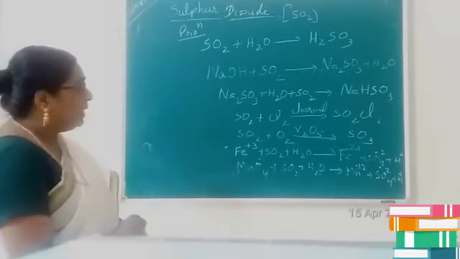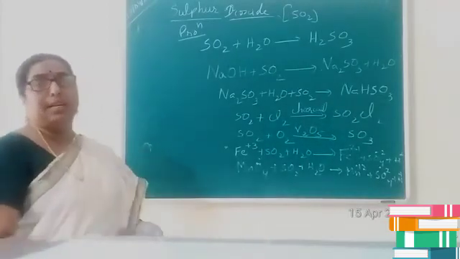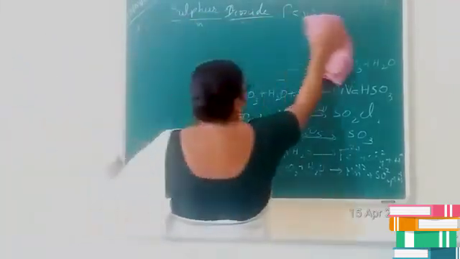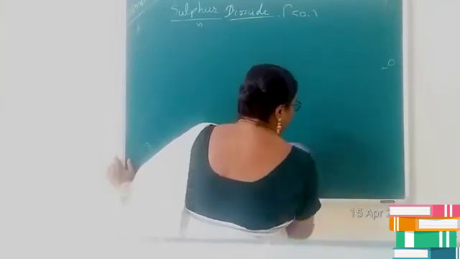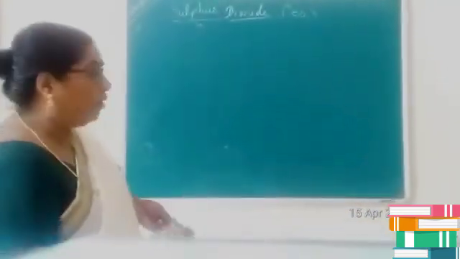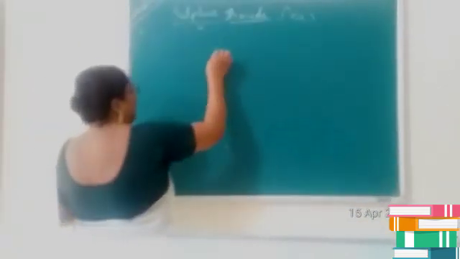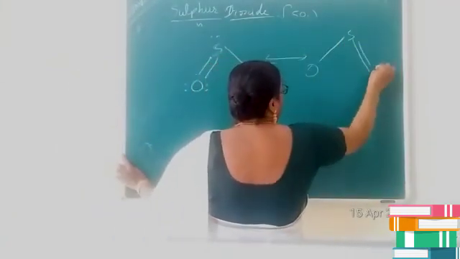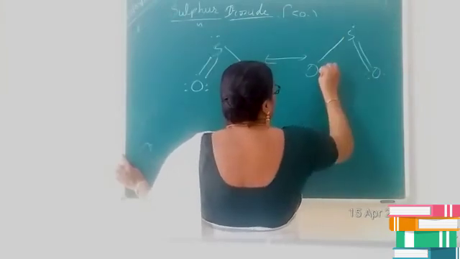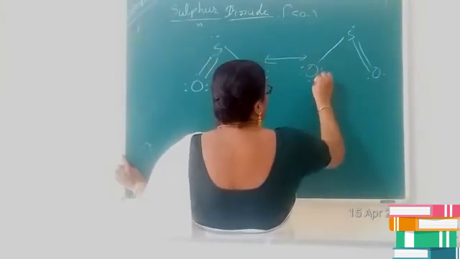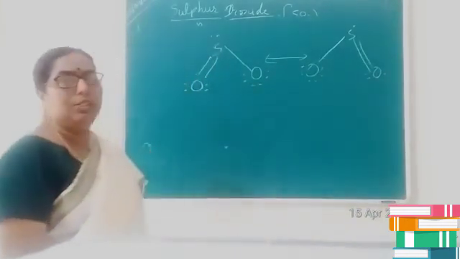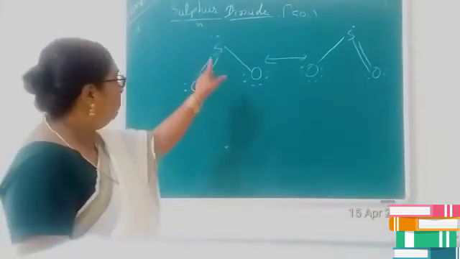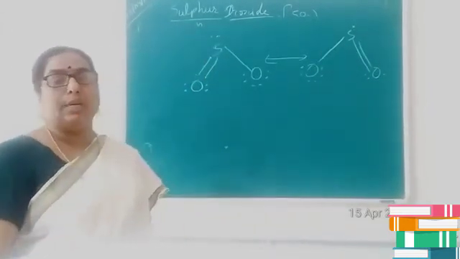Is it clear, children? That is about the chemical properties of sulfur dioxide. And if you just consider the structure of sulfur dioxide, we can say that it exists as a resonance hybrid. That is, this will be the structure of sulfur dioxide. Due to this resonance structure, both the bond lengths in sulfur dioxide, that is the SO bonds, will be equal. Is it clear?